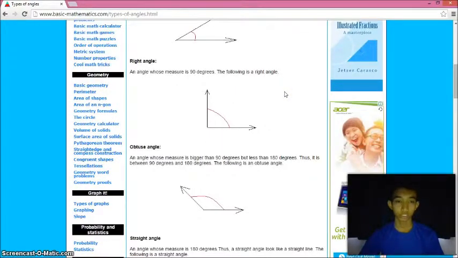Okay, move on to the second angle, which is the right angle. This is an angle whose measure is 90 degrees. So this is the right angle. It's like an L shape. So the angle is 90 degrees here.